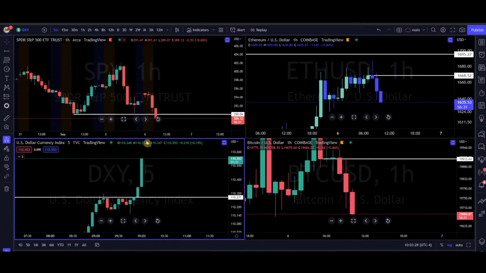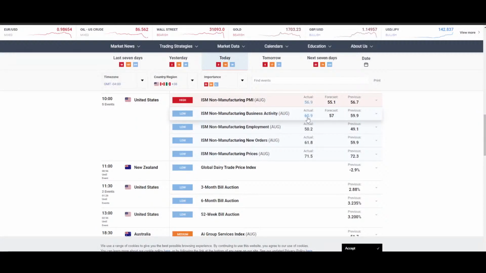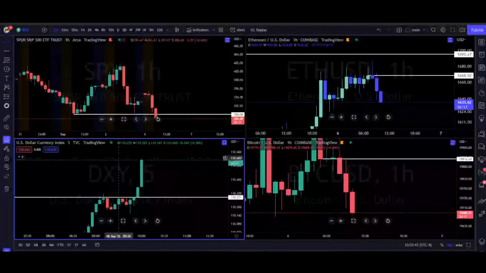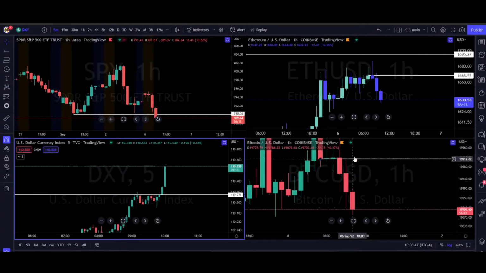Look at the dollar flying now. There's the news. It's bullish on the dollar. Let's see what it says. It was a beat. A big beat. Even higher than last month's. That's why you're getting that. Boom.